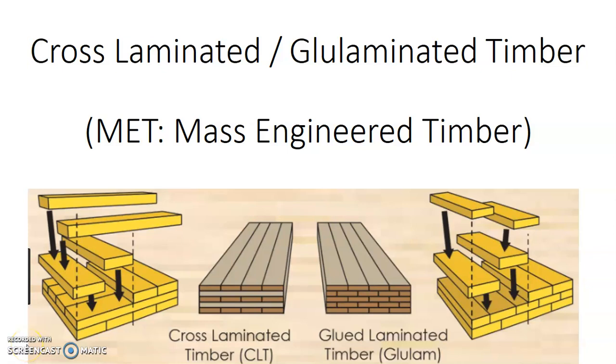Today we're going to look at mass engineered timber, and amongst the different types of mass engineered timber, we are going to focus on the cross-laminated timber and glue-laminated timber. So cross-laminated timber, we give it a short form, we call it CLT. Glue-laminated timber, we call it glulam.